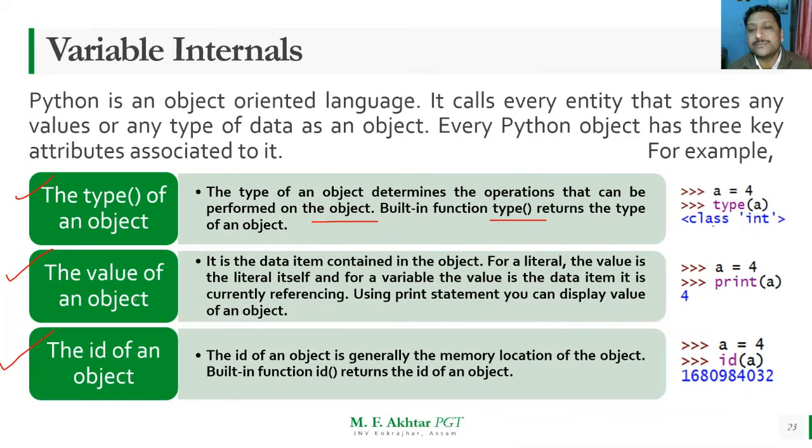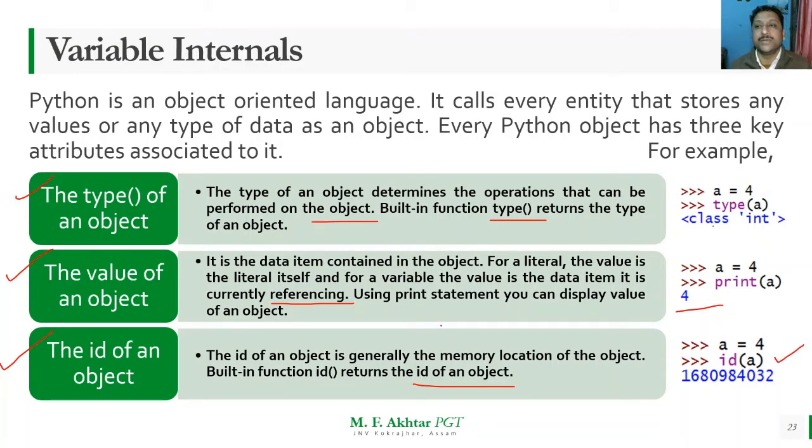Now the value of an object means the data item contained in the object. For a literal, the value is the literal itself, and for a variable, the value is the data item it is referencing. Using the print statement, you can display the value of an object. If a equals 4, then print a will display 4. Now, the ID of an object is generally the memory location of the object. The built-in function id returns the ID of an object, and it will give you the ID like this.